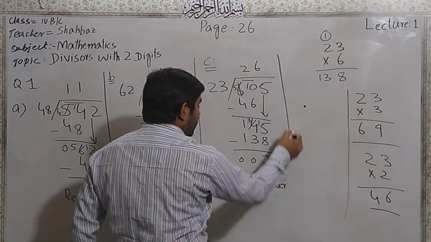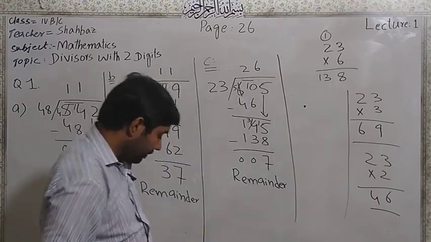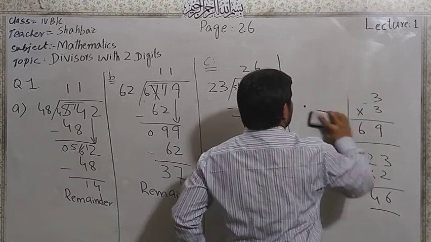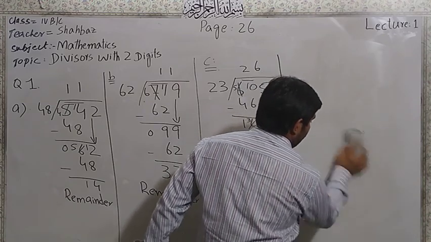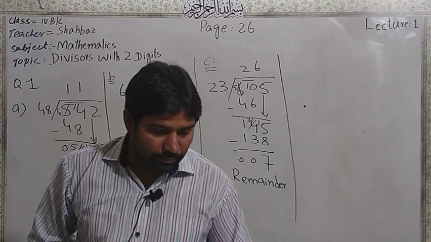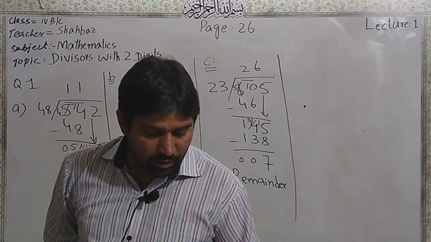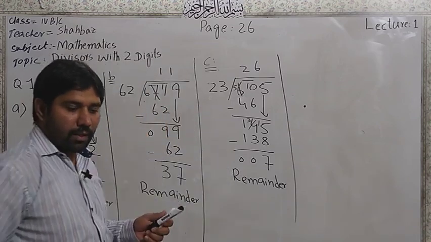Now your next part, D. Part D is 816 divided by 35.